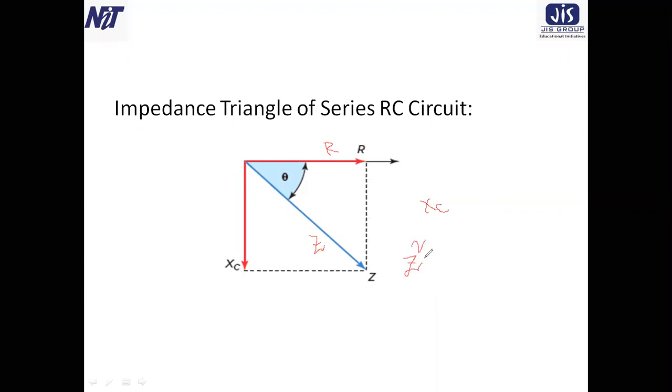So as per the Pythagoras theorem, we know that Z square equals to R square plus X square. So we can say that Z, what will be Z? That is equals to root over R square plus X square. So this is the process and the mathematical modeling of the impedance triangle of series RC circuit.